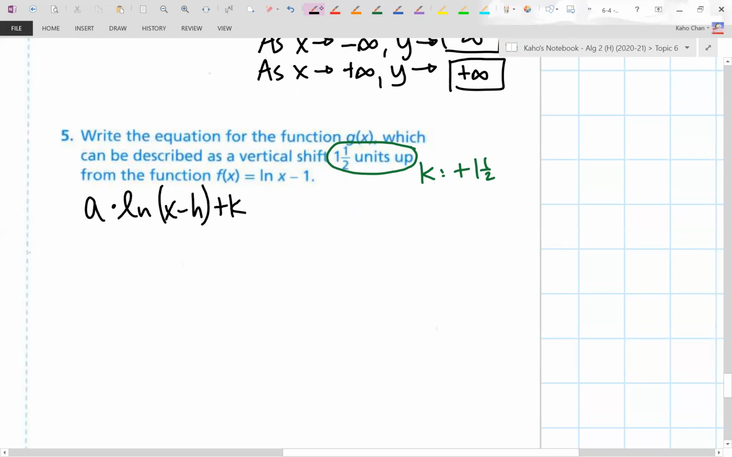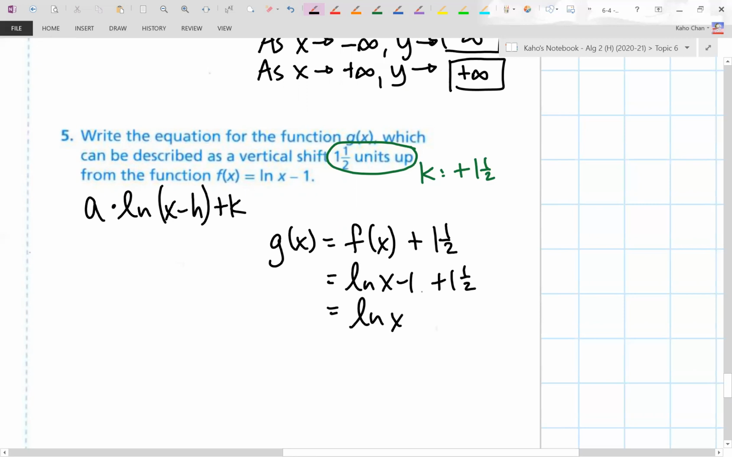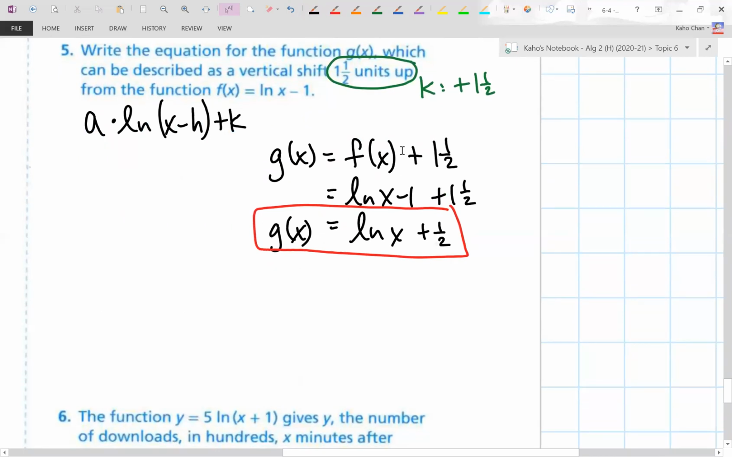Take the function, call it g of x. What we want to do is take the function f of x and add 1.5 units, right? f of x, of course, is ln x minus 1, plus 1.5. This equals ln x. Negative 1 and plus 1.5 is plus 1/2. And that's it. It's kind of boring, actually. Not that exciting. But the point is, they want you to be able to interpret the function notation and utilize that, okay? Yay, there it is, ln x plus 1/2.